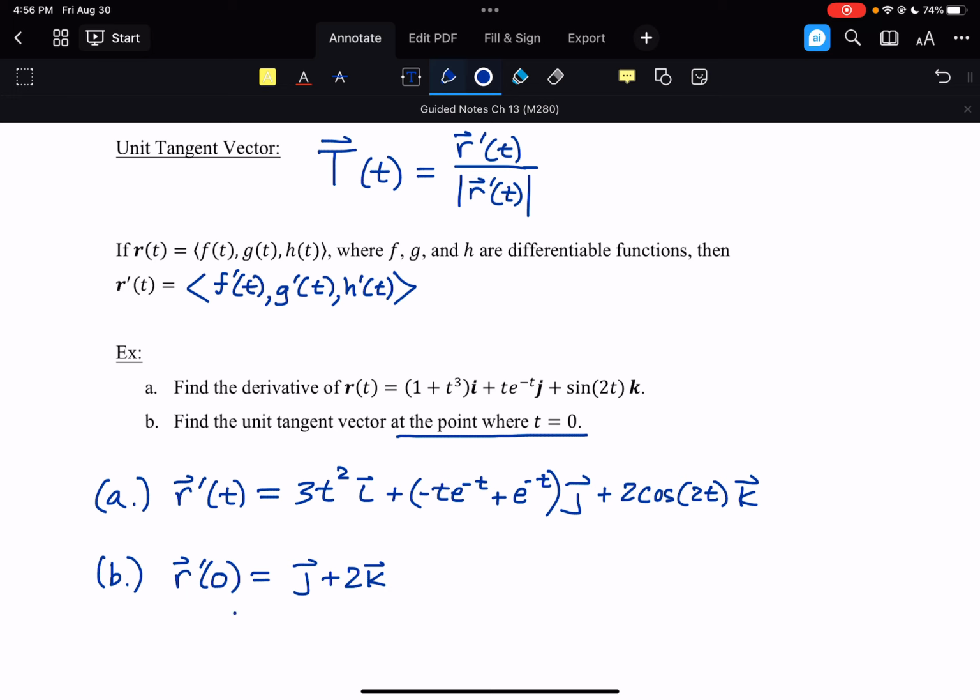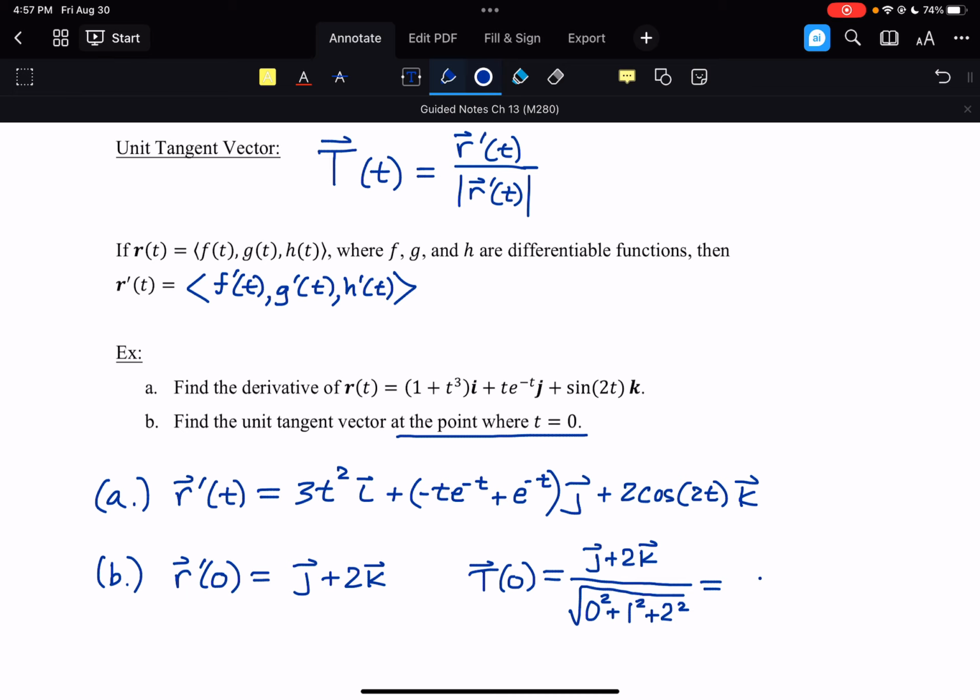So that is the tangent vector at t equals 0. So the unit tangent vector is going to be j plus 2k over the length of this vector. So we take the square root of the sum of the squares of the components. So that's 0 squared for the i, plus 1 squared for the j, plus 2 squared for the k. And that is going to be radical 5.